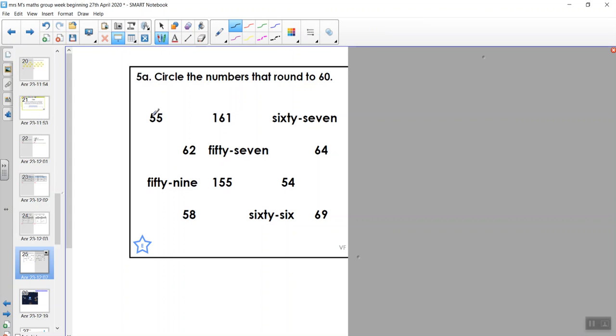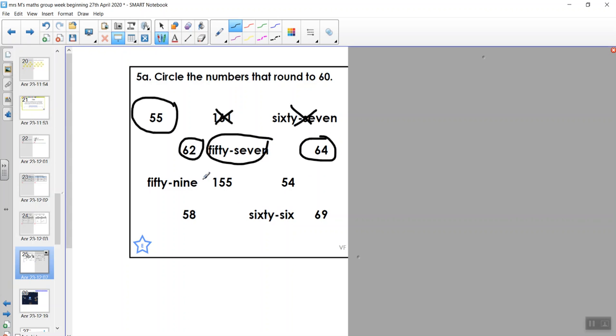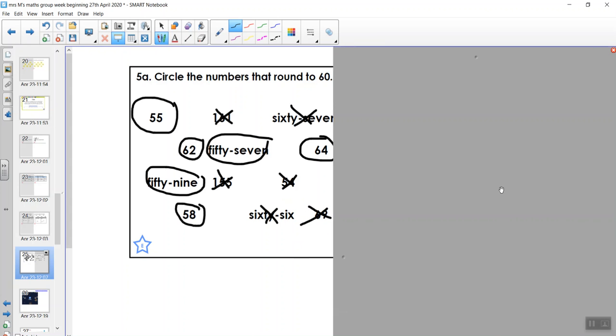Okay, so 55 rounds to 60. 161, that's too big. 67 would round to 70. 62 rounds to 60. And 57 rounds to 60. And 64 rounds to 60. 59 would round to 60. 155 is too big. 54 is too small. 58 would round to 60. 66 is too big, and 69 is too big. They both round to 70.